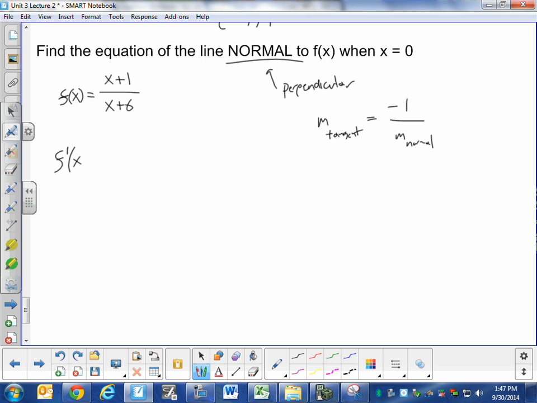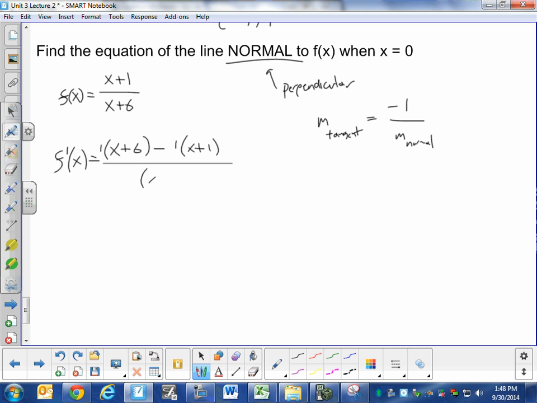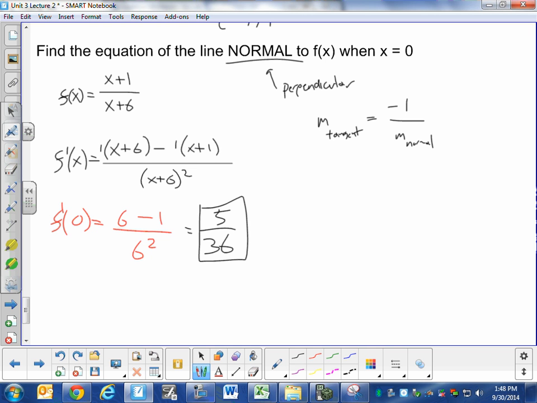So let's do that. Let's find the derivative. It would be f prime times g. F prime is 1 minus g prime, that's 1 times f, all over g squared. Now this can simplify, but maybe we don't want to because I can just plug in 0. I get 6 minus 1 over 6 squared. That is 5 over 36. So this is the slope of my tangent line.